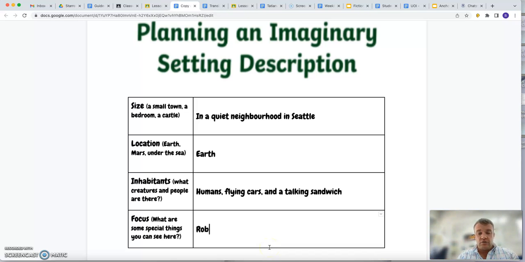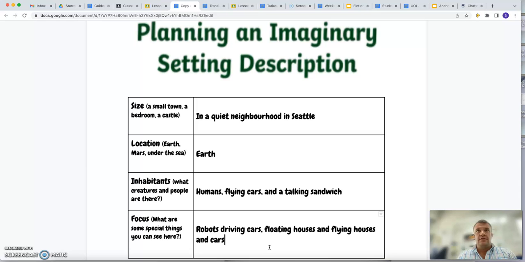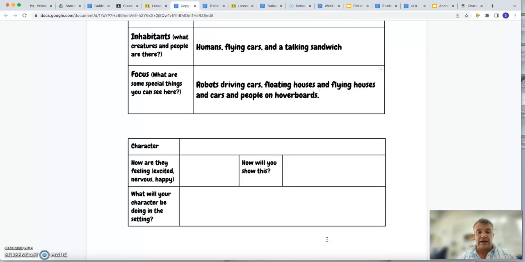Okay, there are robots, driving cars, floating houses, and flying houses. And hoverboards. And people on hoverboards. Okay? So, you can already kind of imagine that, right? Jack's out on the street. There's flying cars and houses and hoverboards. Okay? Alright, so we got that going.